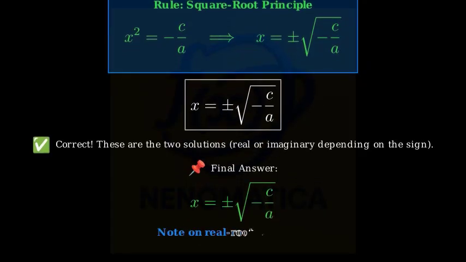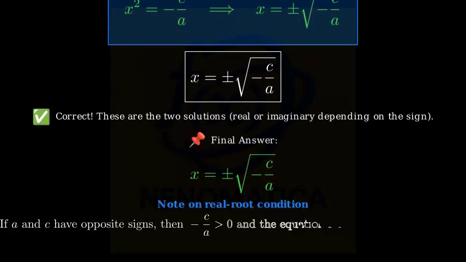It's important to note that for this solution to be real, the expression under the square root must be positive. This means negative c over a must be greater than 0. This happens when a and c have opposite signs. If they have the same sign, the solutions will be imaginary. Let's look at our first example.